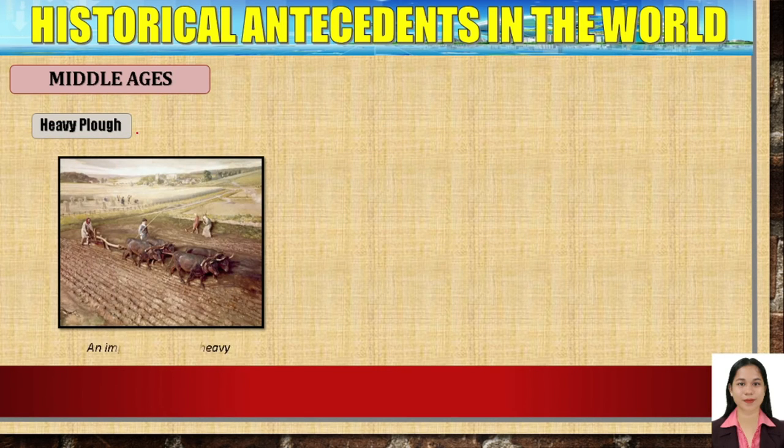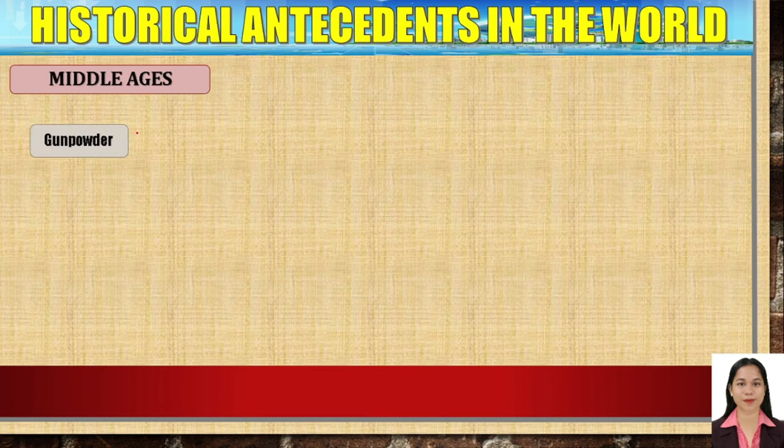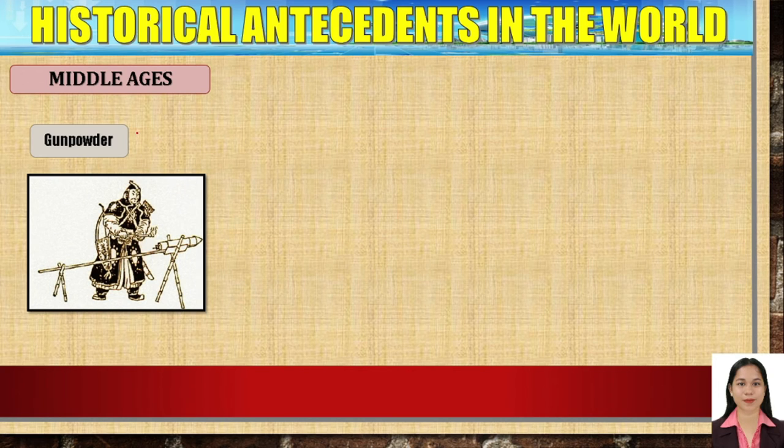Next is the gunpowder. So gunpowder, so ito siya, it is the illustration of a Chinese warrior using gunpowder in weapon. So ito yung gunpowder na tinatawag. Ginagamit lang siya ng Chinese as a weapon in particularly sa mga labanan.